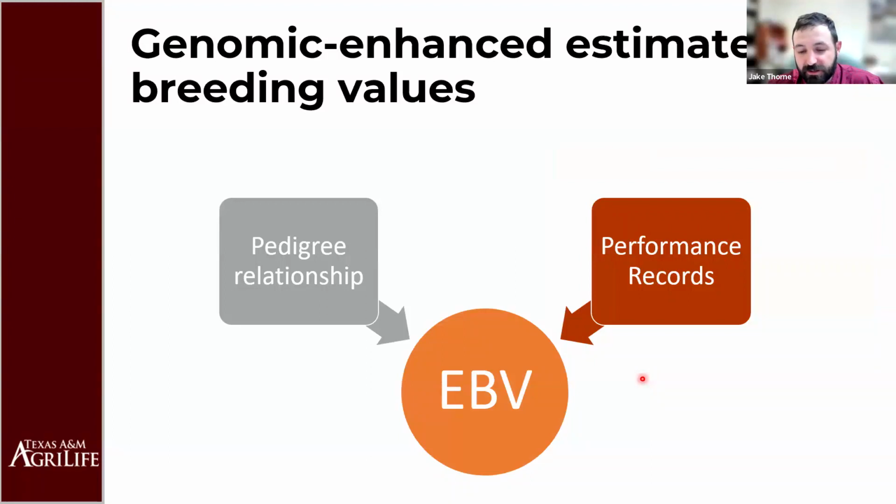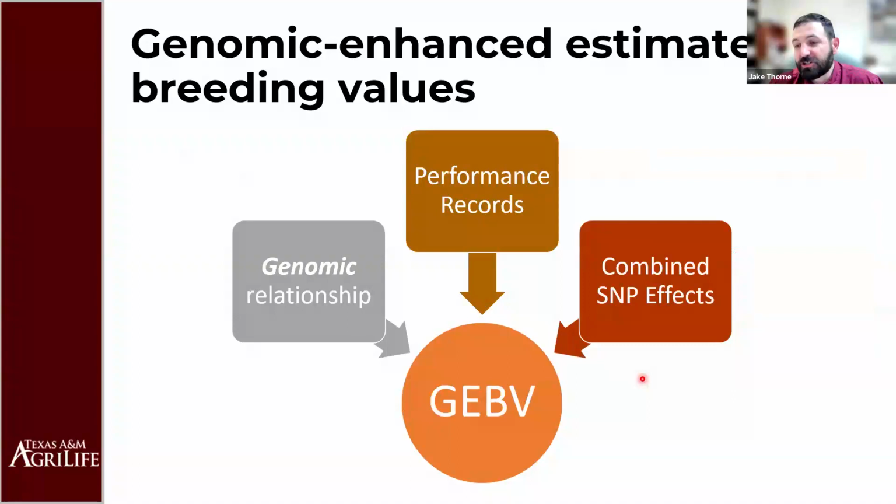Okay, we can have genomic information and quantitative information actually work in concert. And so here is a traditional EBV. What goes into an EBV includes pedigree relationship information, performance records, obviously the heritability information for whatever trait this EBV is going to be on. But we can actually include genomic information and increase the accuracy of these breeding values.